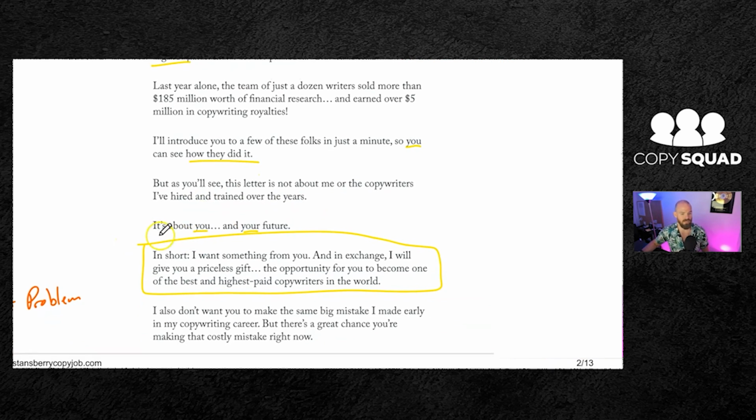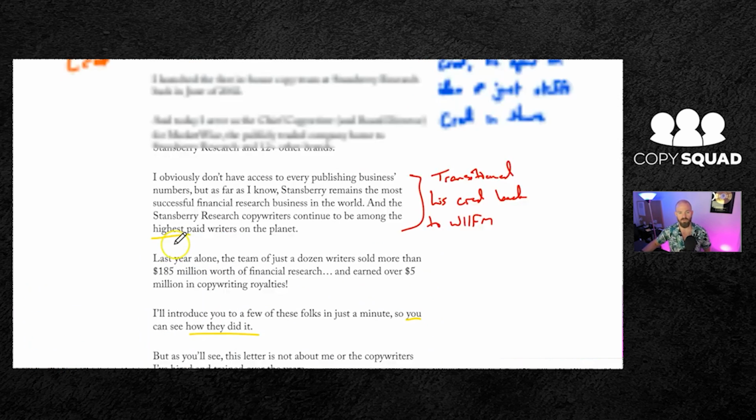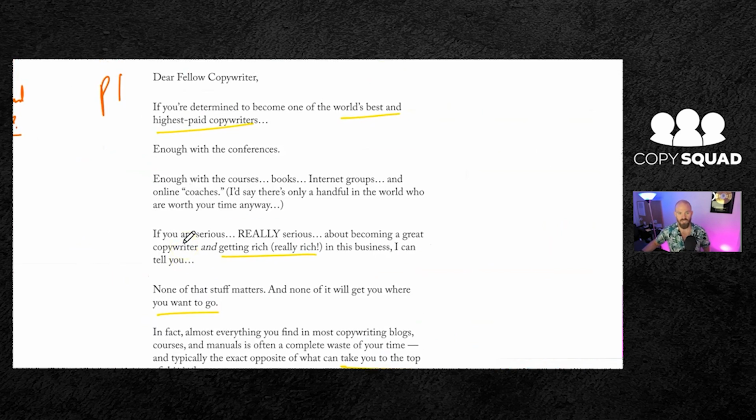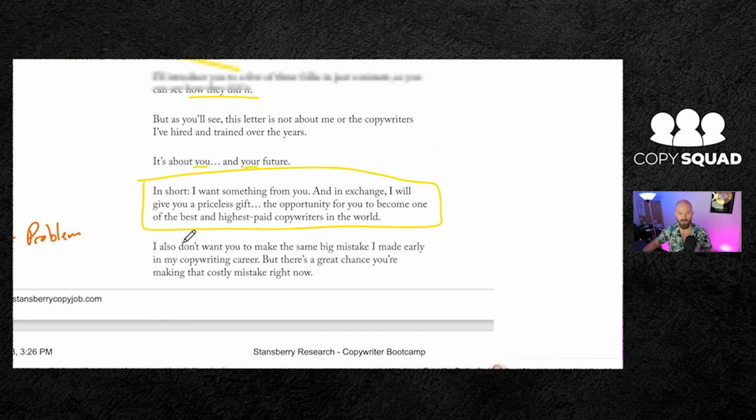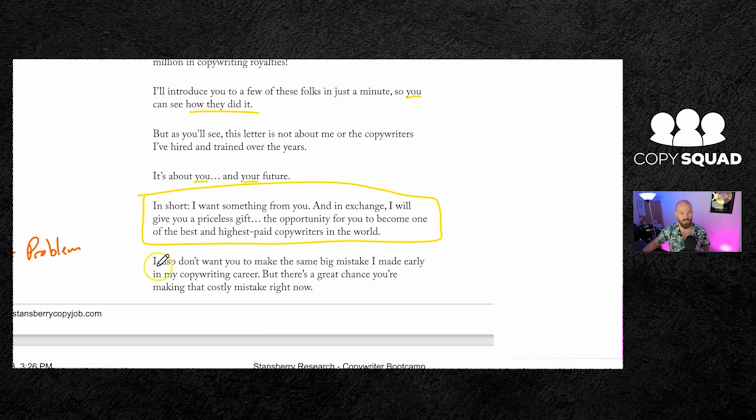Again. In short, I want something from you. In exchange, I will give you a priceless gift, the opportunity for you to become one of the best and highest paid copywriters in the world. There he states it plain and simply. But throughout this entire 2 pages, he's doing it in all these sorts of different nuanced and subtle ways. It's so well done.